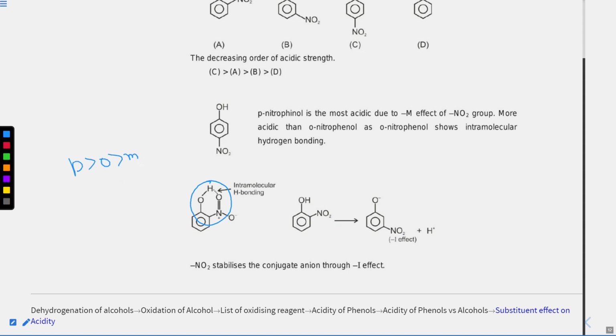Then at last your meta, because since it is present at meta position, and you know that in this phenoxide ion the negative charge does not come on your meta position, so it is not that much stabilized, but still it has NO2, so it is kind of deactivating the ring, hence making the ring more electron deficient and kind of stabilizing the extra negative charge on oxygen. Clear? Now I have not put up the slide for cresol.